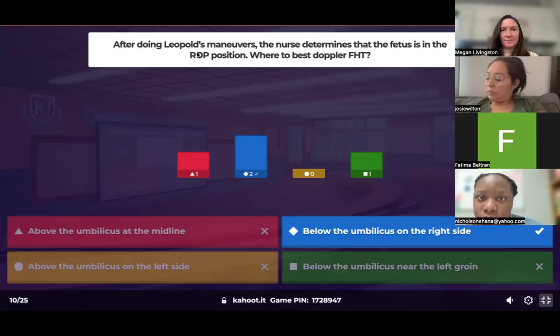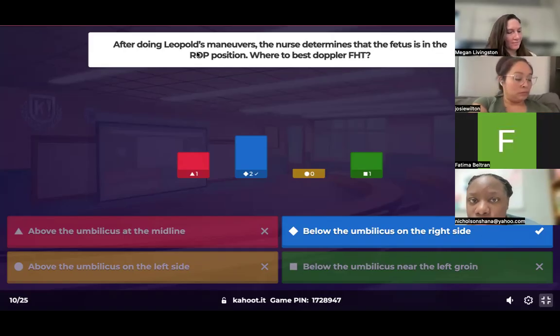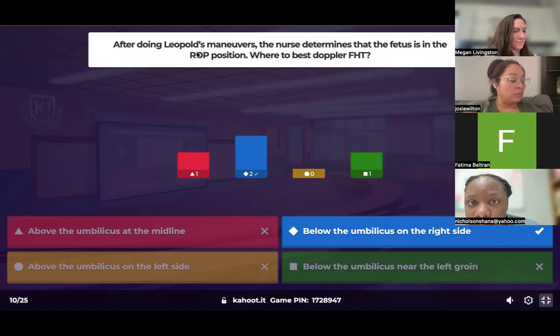Let me look up an ROP baby in utero. Yep. Okay. So let me show you guys this really quick.